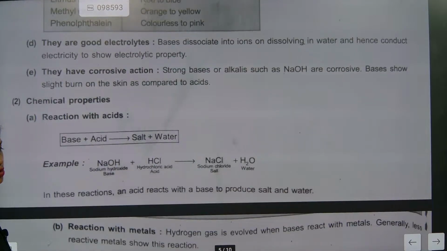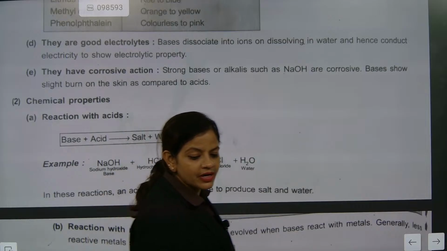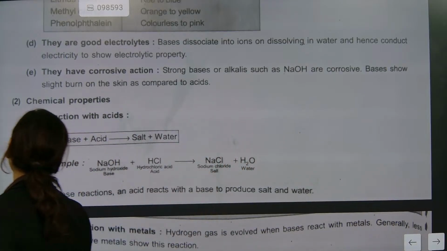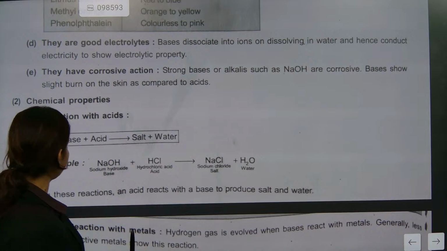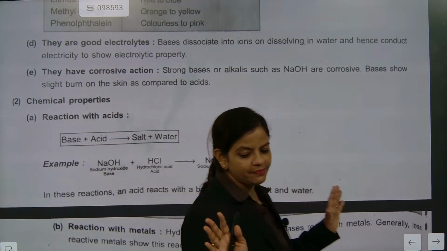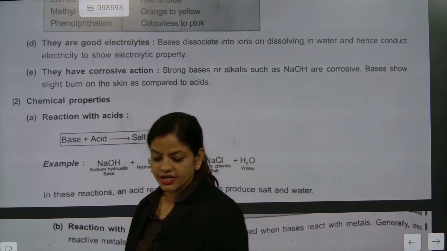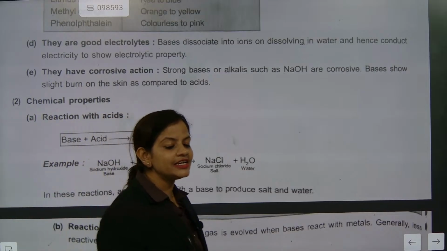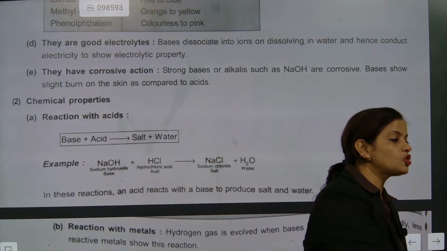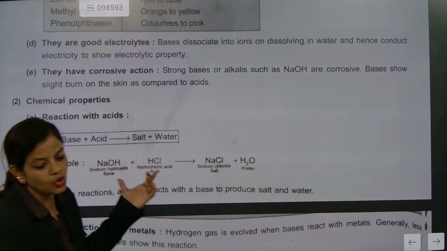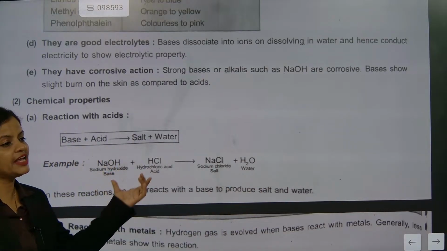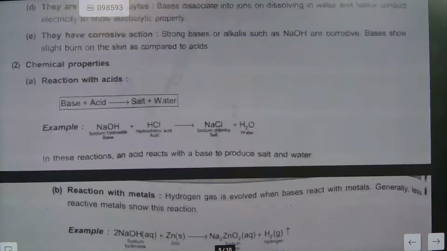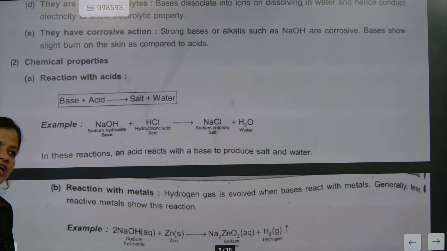Chemical properties are most important for bases. Chemical properties are asked here and there, so please kindly remember them. First, the neutralization reaction is our all-time hit part. Correct? So neutralization reaction, what? Base and acid give salt and water. Acid plus base gives salt and water. For base also, base plus acid gives salt and water. Understood? So this reaction is also called the neutralization reaction.